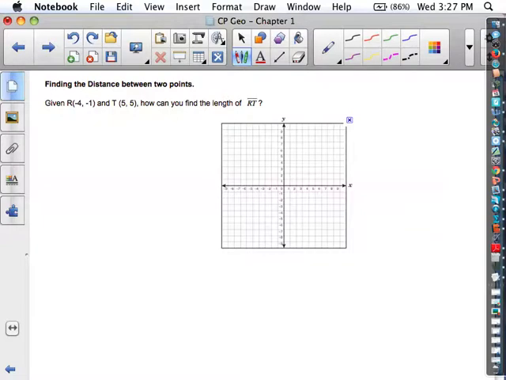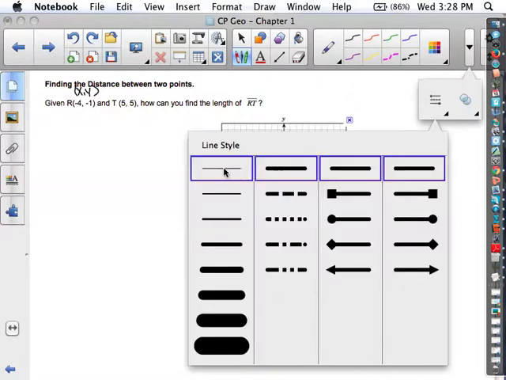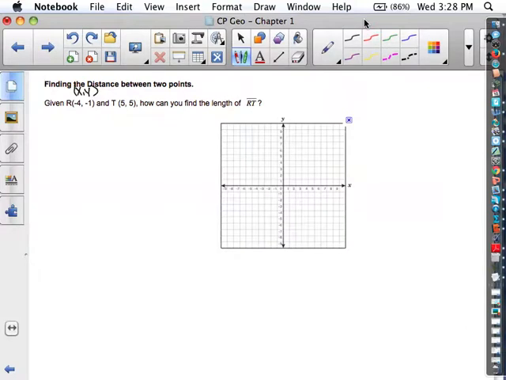You're asked to find the distance between 2 points, so go ahead and graph those. Remember that the first number in the ordered pair is x and the second is y. So I'm going to go to -4, -1, and plot my point R. Then I'll go to 5, 5, and plot my point T. And I'm asked to find the length of that line.